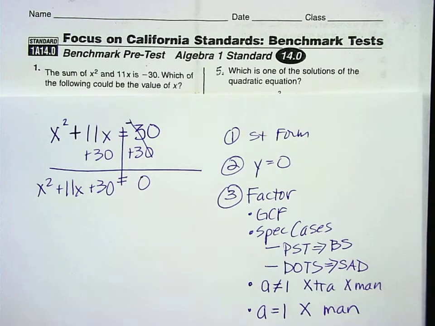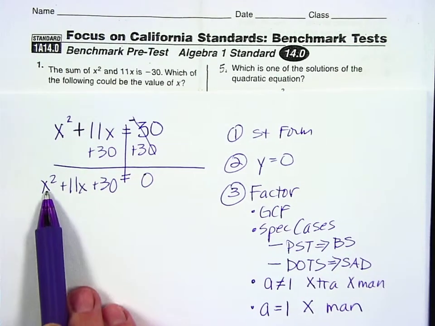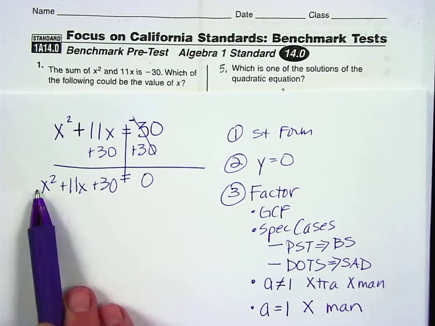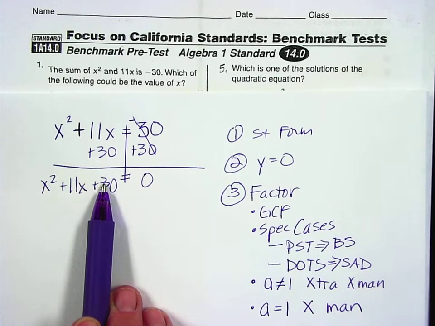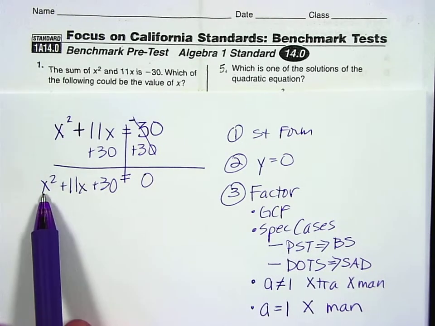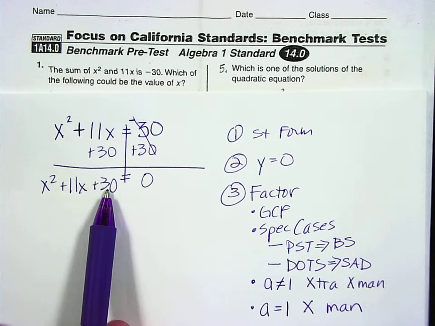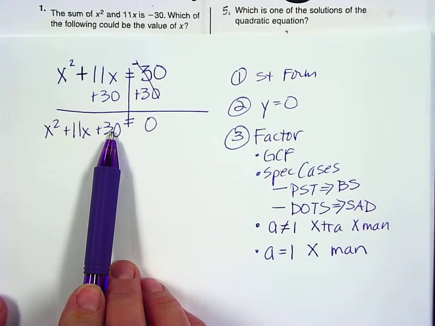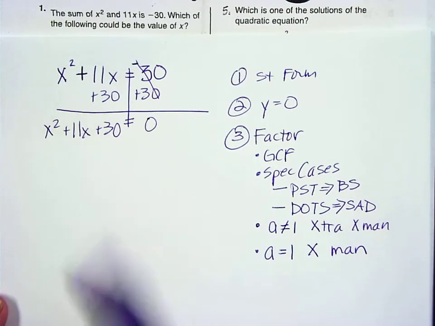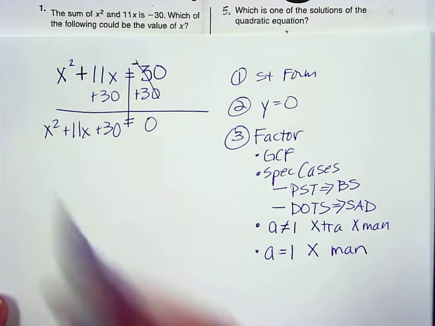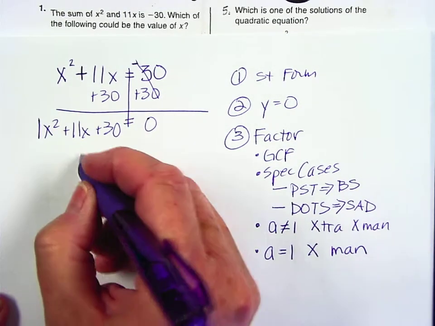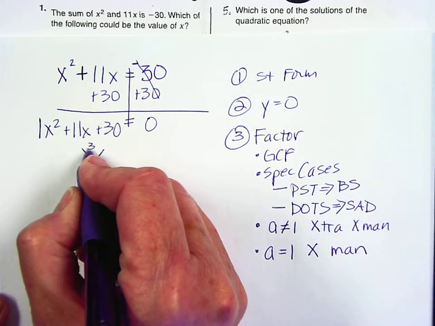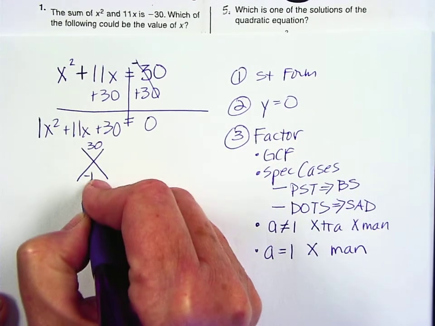So, standard form, y is 0. GCF, no. These do not contain any of the same factors other than 1. Special cases, it's not a PST, this is not a square number. It's not DOTS because it's not a binomial. It's not the difference of two squares, it's a trinomial. So, a is equal to 1, my leading coefficient is 1, so I'm going to use x-man. A times c is 30, and b is 11.